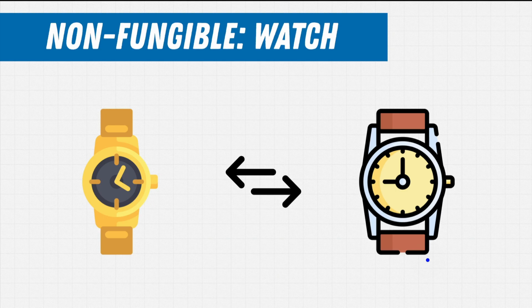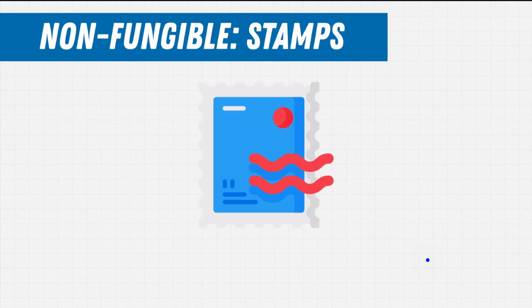I can't just go and say, hey, you give me your new Daytona, I'm going to give you my old Daytona. It's not a fair trade. It's not like $1 for $1. No, not at all. And the same is true for stamps or plane tickets, right?